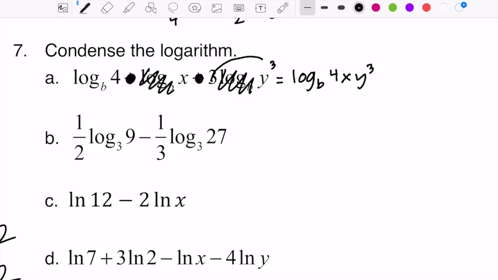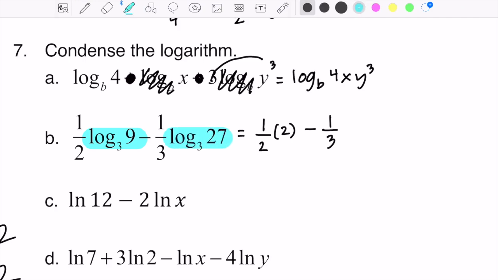B is a little tricky. There's lots of ways to approach it, so you can take whichever approach you want. Here's what I'm going to do. I'm noticing right away that I can simplify log base 3 of 9, which is saying 3 to what power is 9? And that is 2, because 3 squared is 9, minus, and then I have the 1/3, and just like the last one, I also see log base 3 of 27, which is 3 to what power is 27, and that's 3.